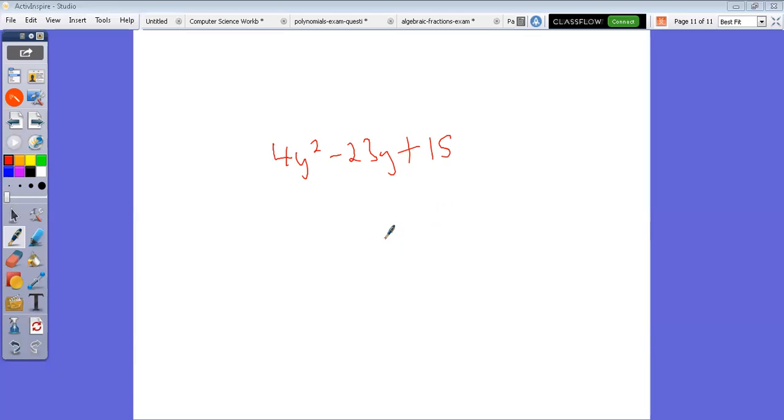I got bracket y minus 5, bracket, hold on, bracket 4y minus 3. Y minus 5, like this. Yes, bracket 4y minus 3. Okay, looks like that's correct.